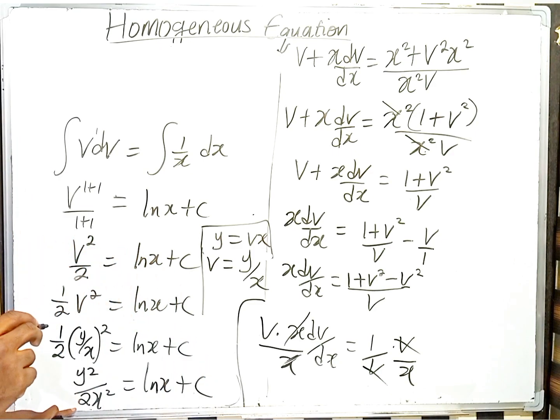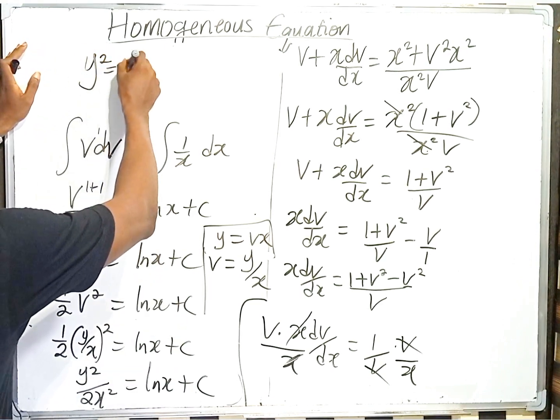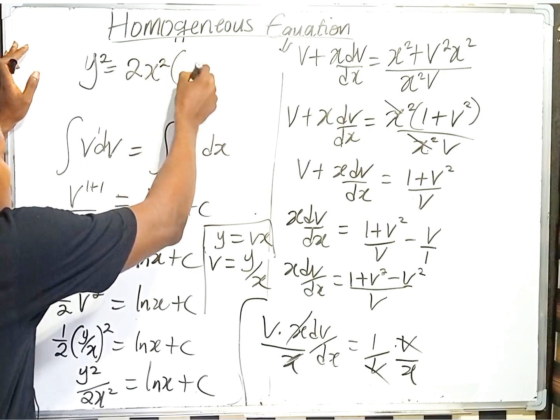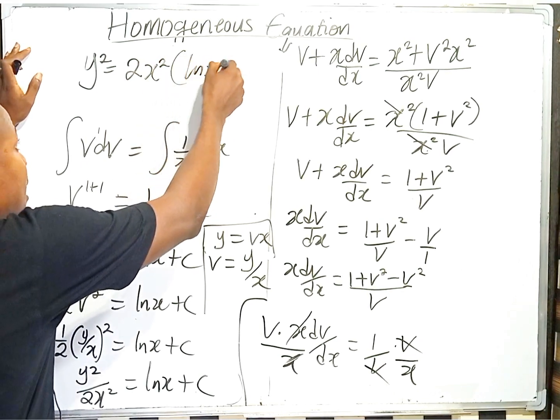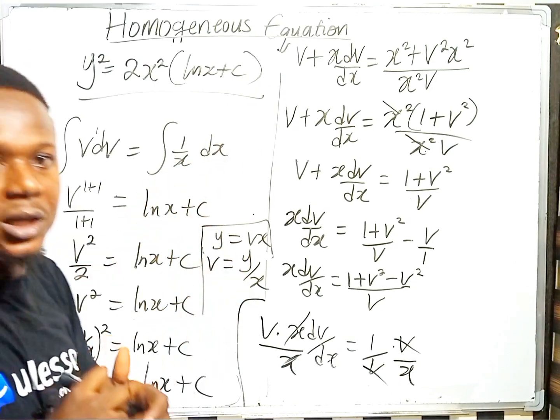Now we can cross multiply so that 2x² will multiply ln x + c. If that happens, we shall have that y² is equal to 2x² multiplied by (ln x + c). And this is just the solution to this differential equation.